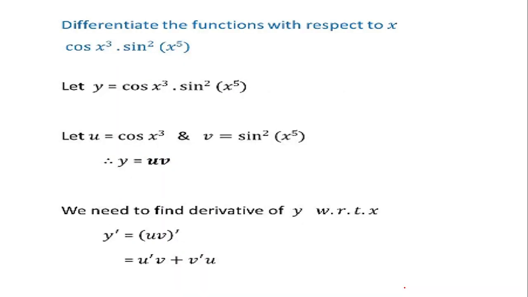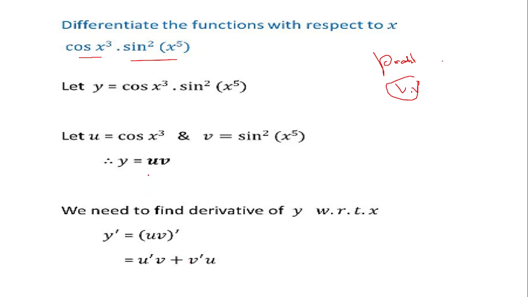Got it? Next problem. Coming to this, here they are asking us to differentiate with respect to x: cos of x cube into sine square of x to the power of 5. So how to solve this type of problem? See, this is nothing but the u v rule. I told you the product rule is there. Here we should use the product rule, the u into v formula. This is the formula for the product rule.